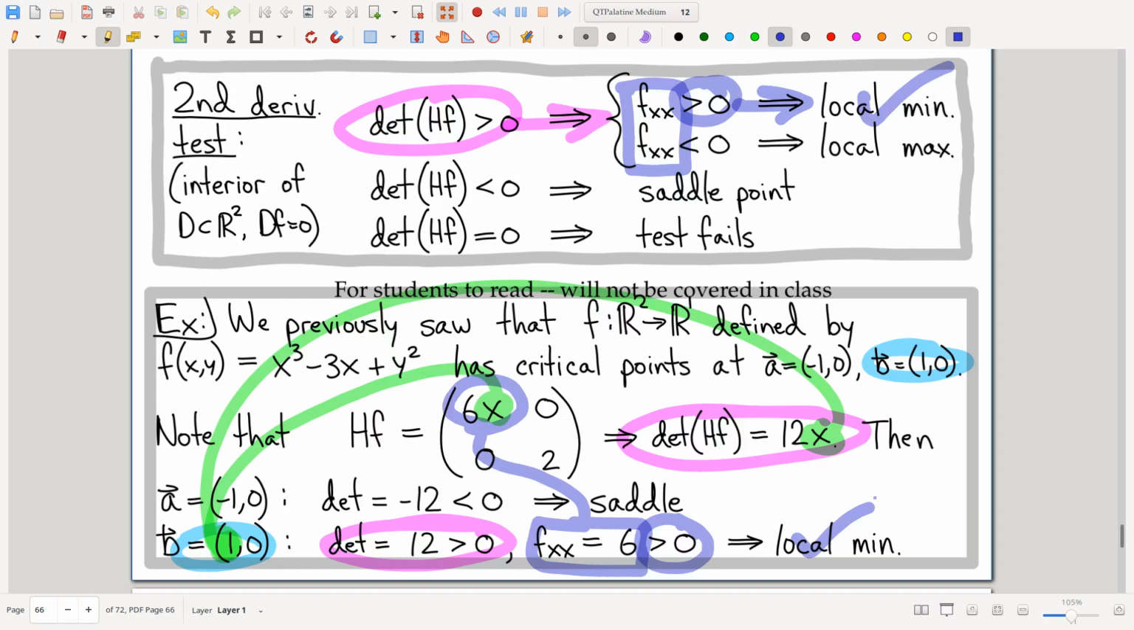Is that cool? Everybody see how it works? It's a simple flow chart. You play the game, right? Compute the Hessian determinant. Make a note of which element in the Hessian is the xx second partial. Follow the flow chart.